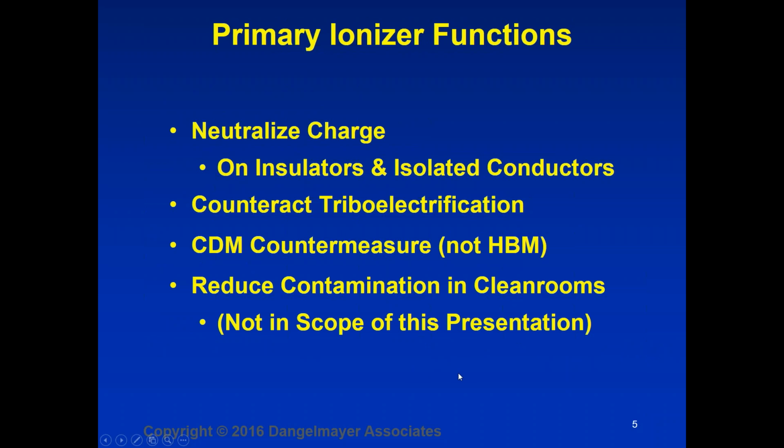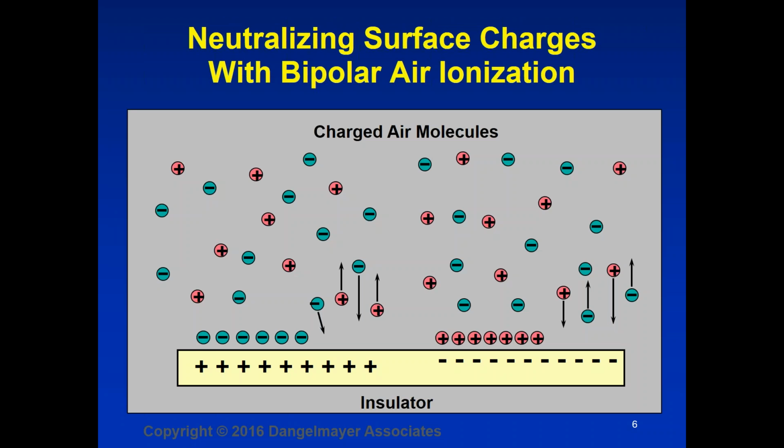The primary ionizer function is obviously to neutralize charge. And remember, the charge that we're talking about is contained on either the insulators or the isolated conductors. If we have a conductor and we can connect it to ground, this is obviously the best way to remove the charge from the conductor. But if we have an isolated conductor or we have an insulator that we cannot ground, then the ionizer is there to neutralize the charge on these objects. It's also there to counteract triboelectrification. If you have an ionized environment, the charge generation levels will actually be lower. But we should remember that ionization is there as a CDM countermeasure. We're trying to remove the charge from sensitive objects. It's not there to remove the charge from people. It's not very efficient at it.